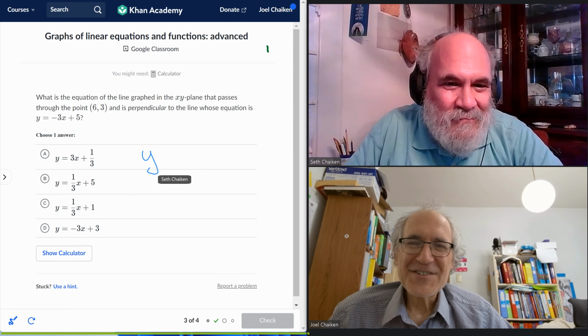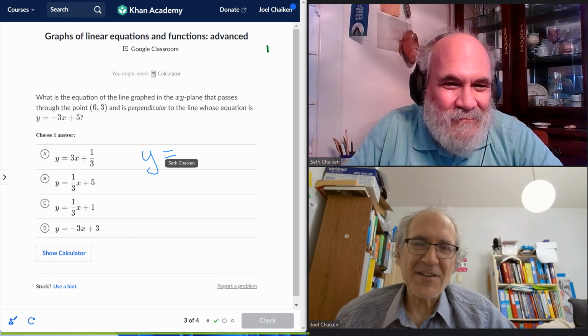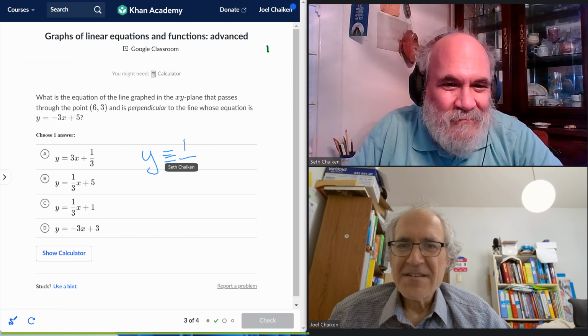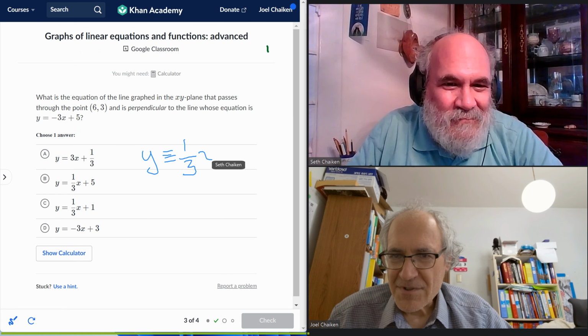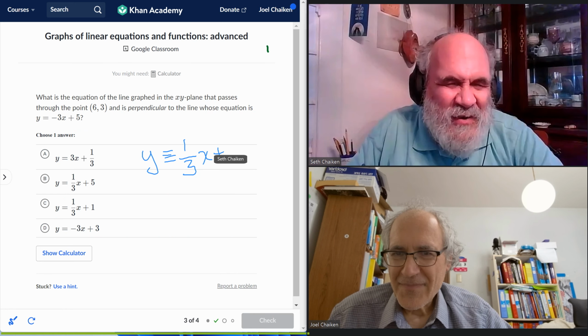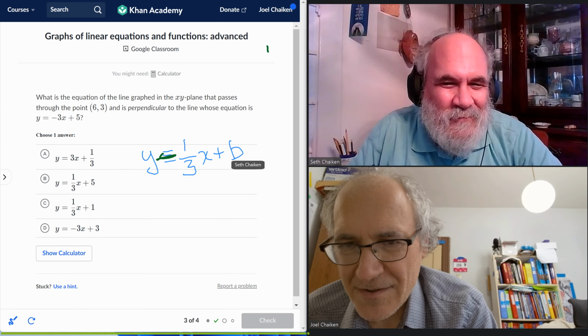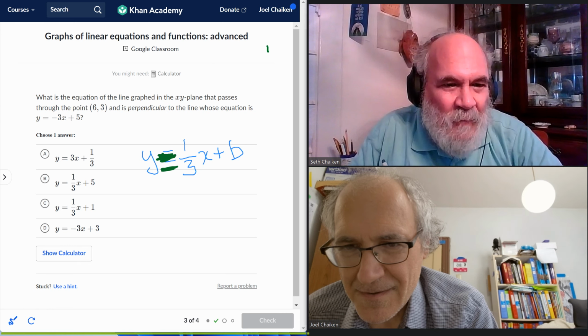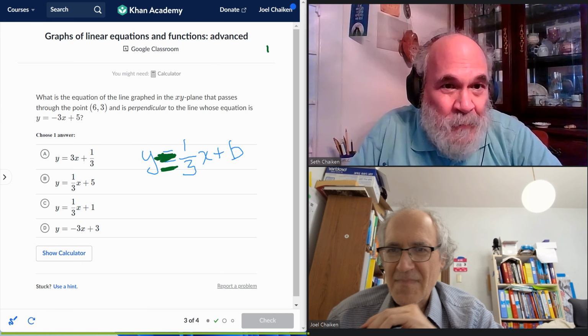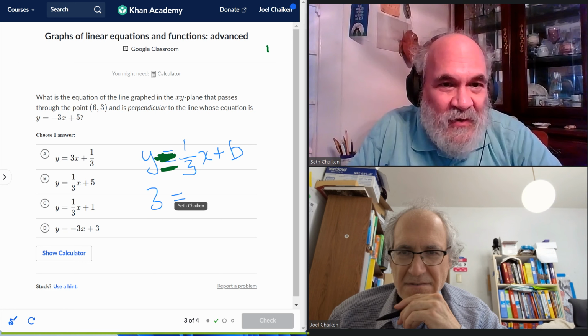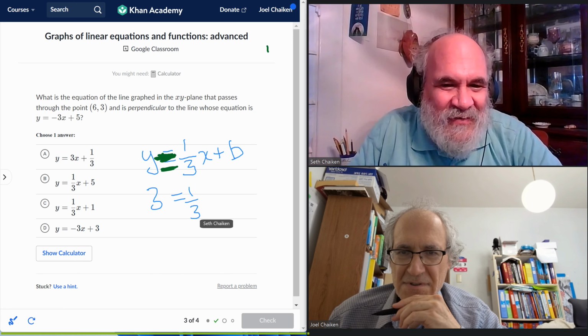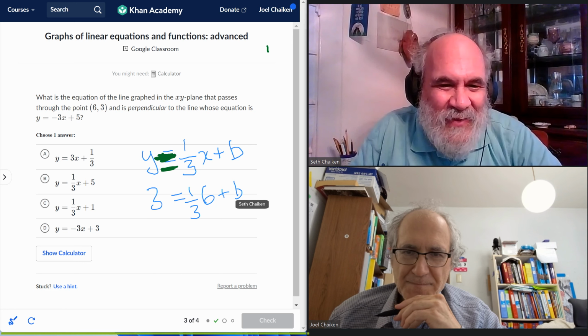Decision tree. Are we talking about vertical and horizontal lines? No, we are not. So Seth's already doing it. y is equal to. There are too many equal signs there. Why do you have 4 lines there? Because the computer was slow. Oh, okay, fine. How about if I just make it 2 lines? Okay, how about that? All right, and then it has to pass through 6, 3. So 3 has to equal 1/3 of 6 plus b, 2 plus b. So b equals 1.